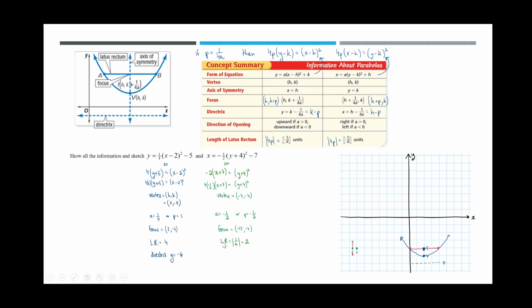The length of latus rectum would be 1 over a, or if you want to think about it as 4 times p, whichever way you think about it, ignore the negative for the distance, is going to be size 2. So from the focal point, go up 1 square and down 1 square for a total distance of 2. Where those two points end, that's where the parabola is going to touch. So that's the 3 points of the parabola, one here, vertex, and then another one at the latus rectum endpoint.